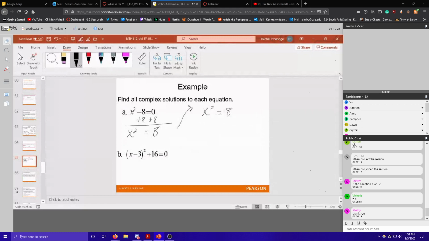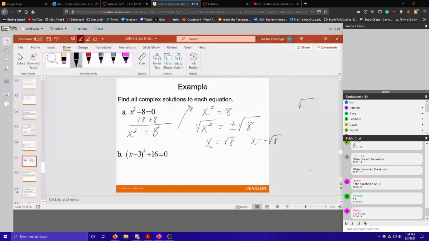The only thing is when I take the square root of x squared, what that means is I'm going to get a positive and a negative answer over here on the right. So y'all listen to me and really pay attention to this. Don't make this mistake because you're going to miss half of your points on a problem if you only give me one answer. This has two answers. It has positive square root of 8 and negative square root of 8. So x is positive square root of 8, negative square root of 8.